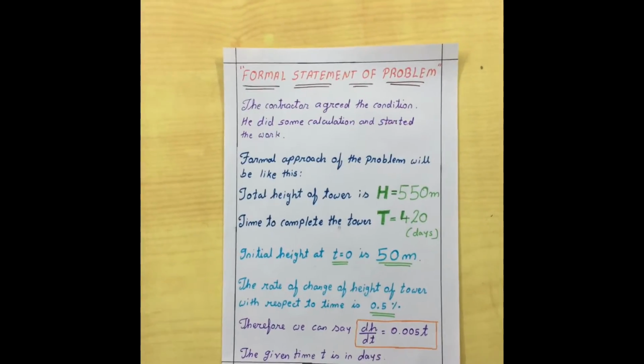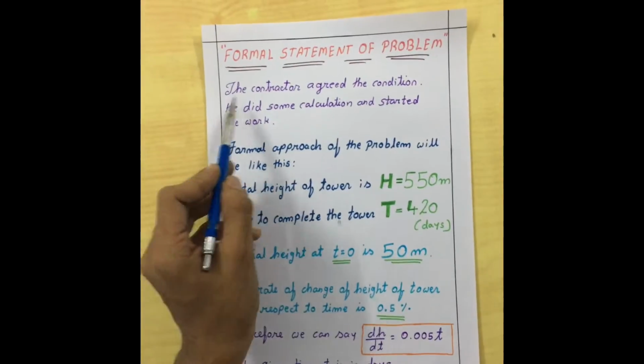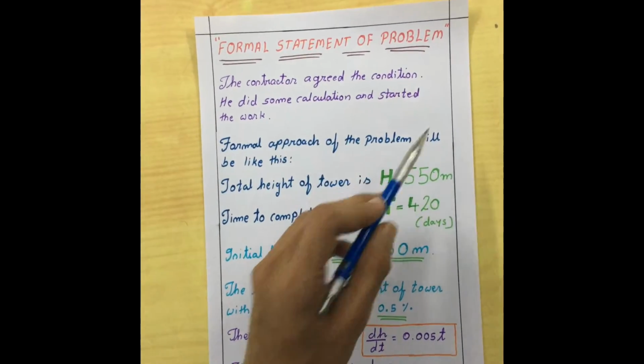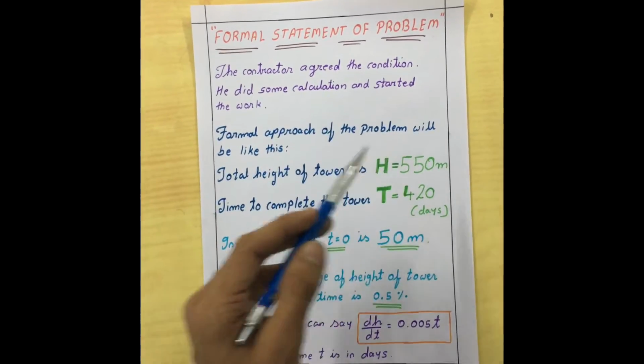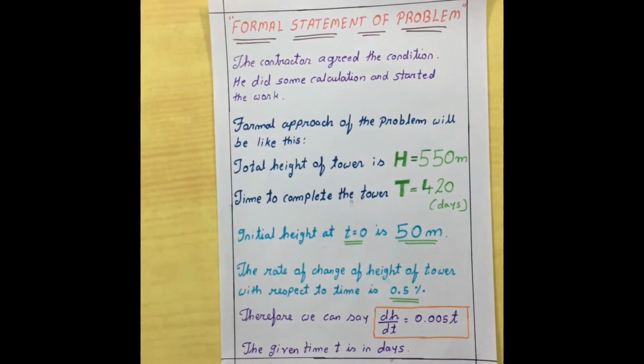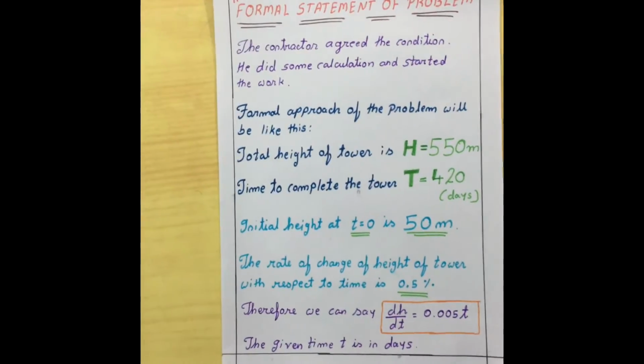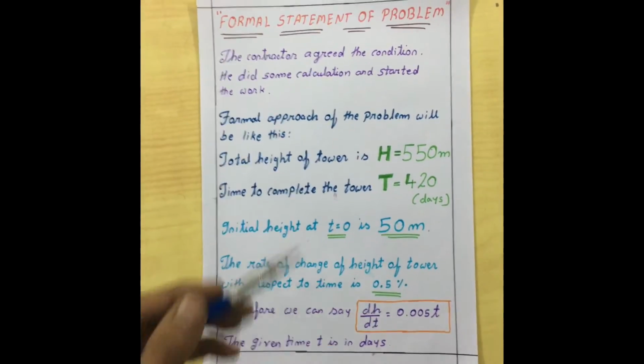Now let's have a look at the formal statement of the problem. The constructor agreed to the condition. He did some calculation and started the work. Now if we focus the light on the formal approach of this problem, then it would be something like this.